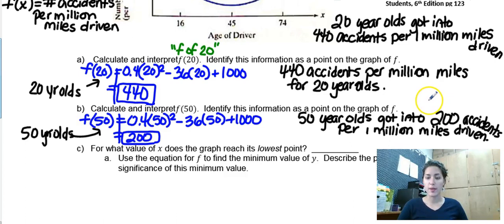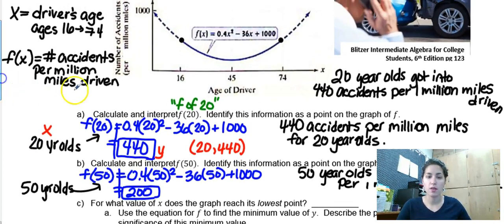The last part that we need to do for both A and B, it says, identify this information as a point on the graph. So just like we have been talking about, our input is X, output is Y. So I'm going to go look for 20, 440, comma 440. That's the ordered pair I'm going to go see if I can find on my graph. So I scroll up. 16 is about here. Well, not about. 16 is here. 45 is here.